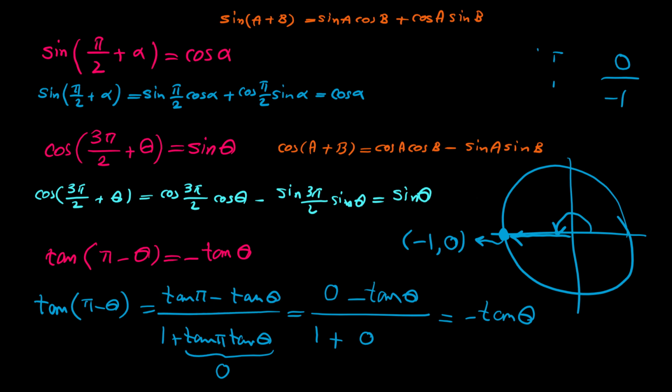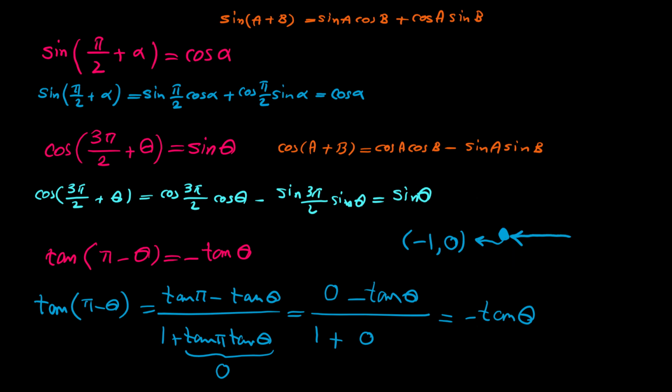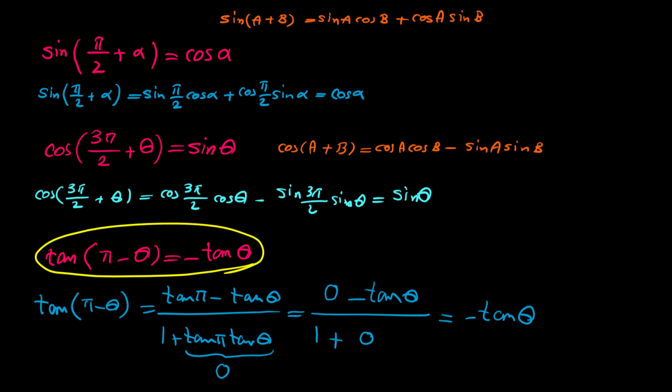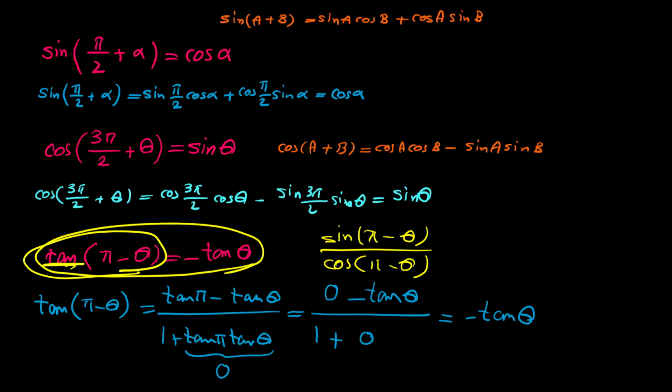This completes the proof of this identity here. The other way that you can prove this relation here is to remember that the tangent can be written as sine over cosine. So you can write tangent of pi minus theta as sine of pi minus theta over cosine.